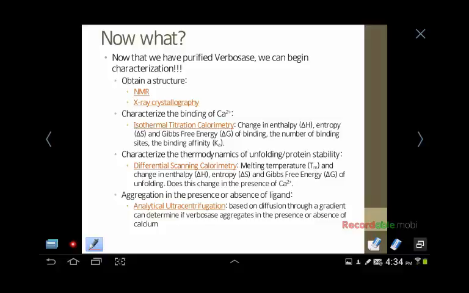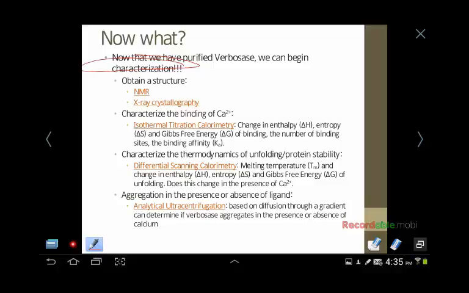So now what? So now we can begin our characterization. So we've probably spent a month just expressing the protein, growing it up in the E. coli cells, and then purifying it. And so now, after a month of all that hard work, we can actually begin our experiments.